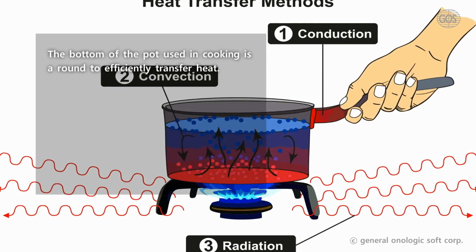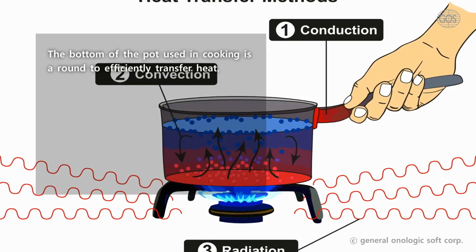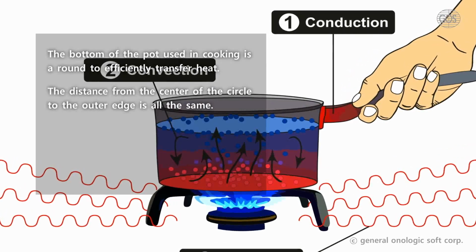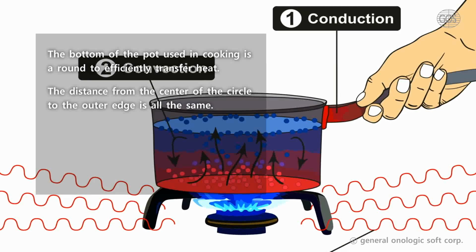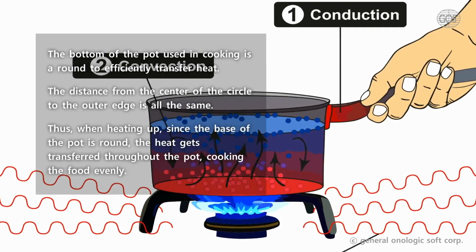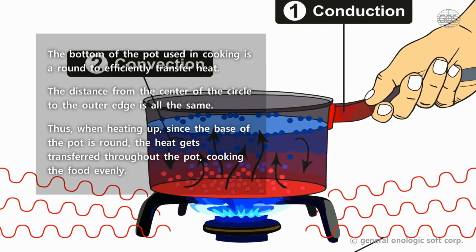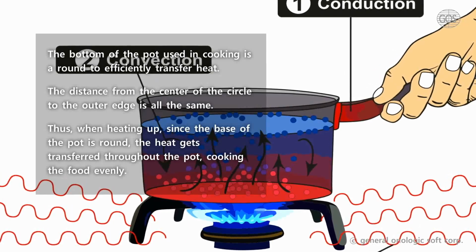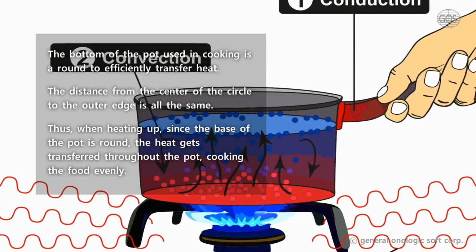The bottom of the pot used in cooking is round to efficiently transfer heat. The distance from the center of the circle to the outer edge is all the same. Thus, when heating up, since the base of the pot is round, the heat gets transferred throughout the pot, cooking the food evenly.